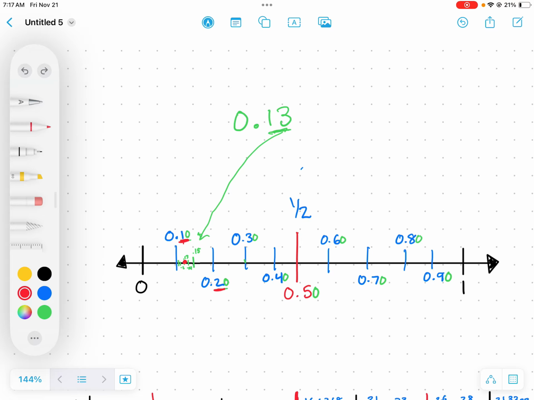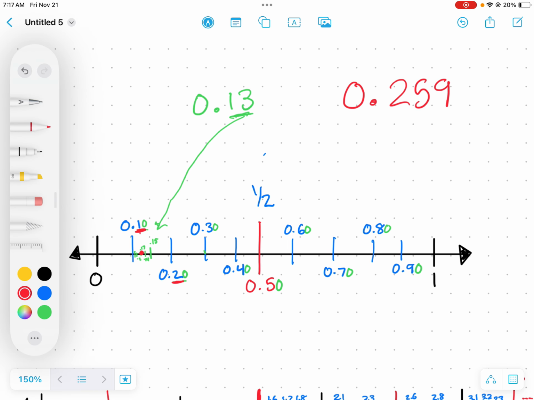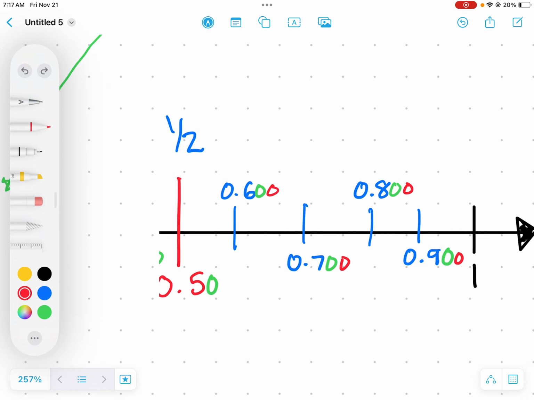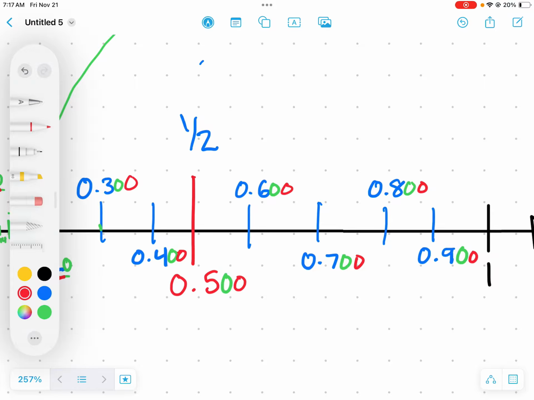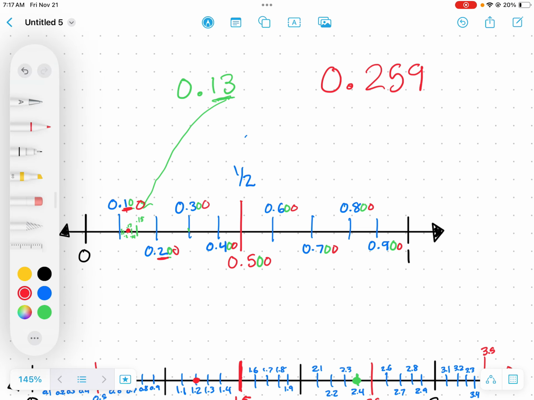Okay? Now what if you're trying to graph something with 3 decimals? Say 0.259. Okay, 259 thousandths. Well, make all of your things have 3 decimals. Again, we can always add a 0. So I'm going to go through and add another 0 to all of these. Now we have 100, 200, 300, 400, 500, 600, 700, 800, and 900.